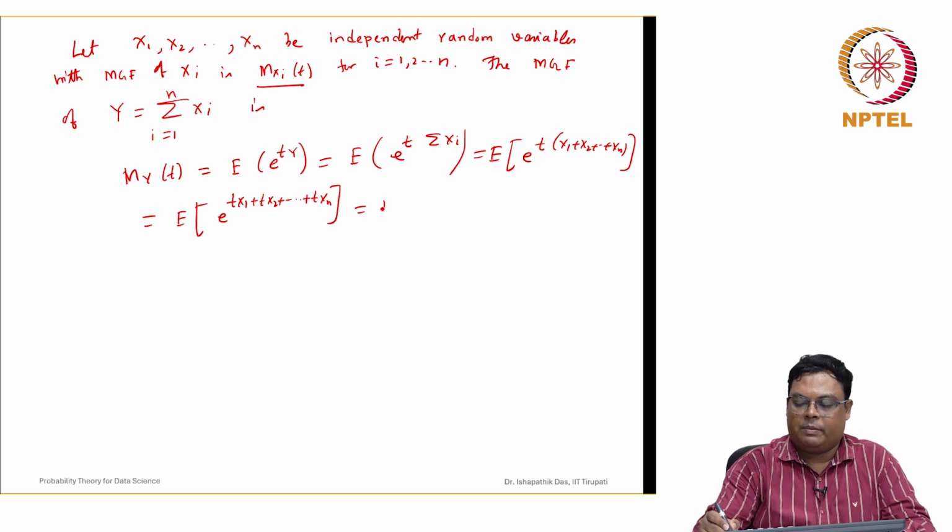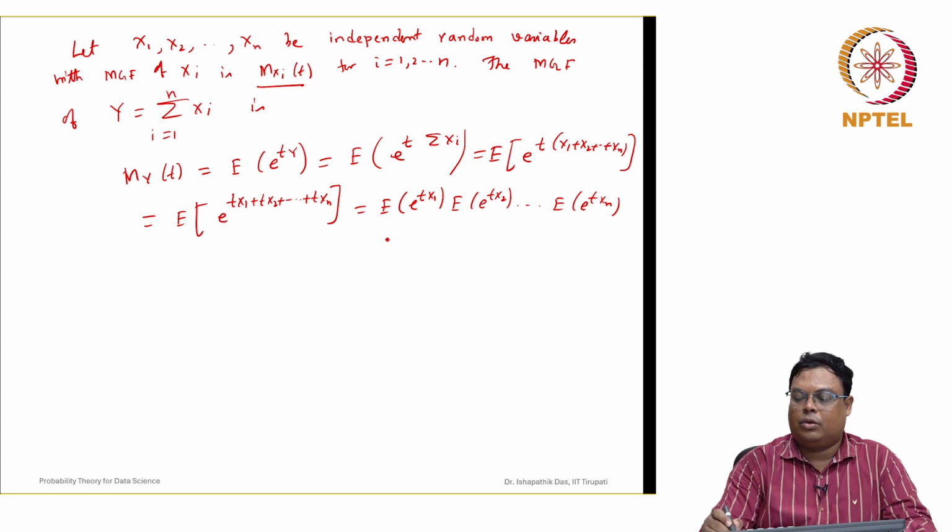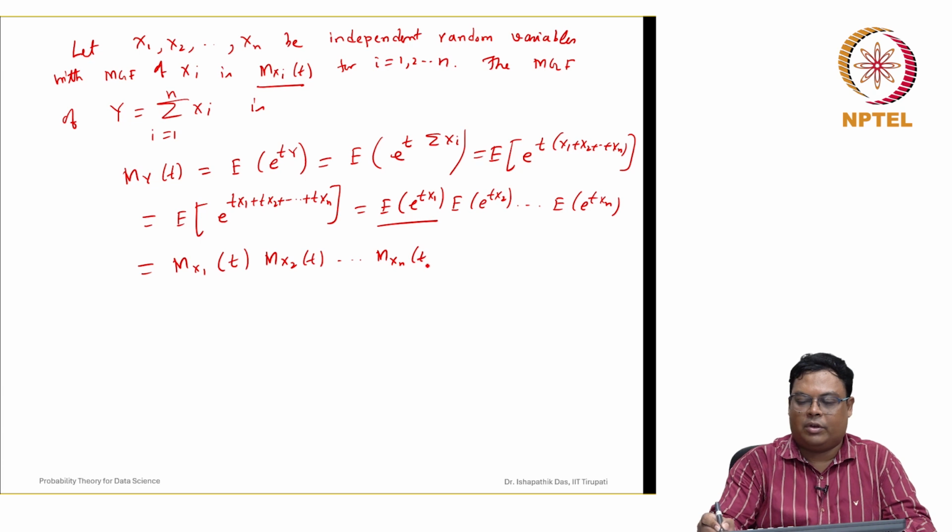So this is the expected value of e to the power of tx1, times the expected value of e to the power of tx2, times ... the expected value of e to the power of txn. Now this can be written as M_x1(t), so what is this? The expected value of e to the power of tx1 is nothing but the moment generating function of x1. Similarly, it is the moment generating function of x2, and like this the moment generating function of xn. Because all these moment generating functions are known, this can be represented as the product of i equal to 1 to n of M_xi(t).